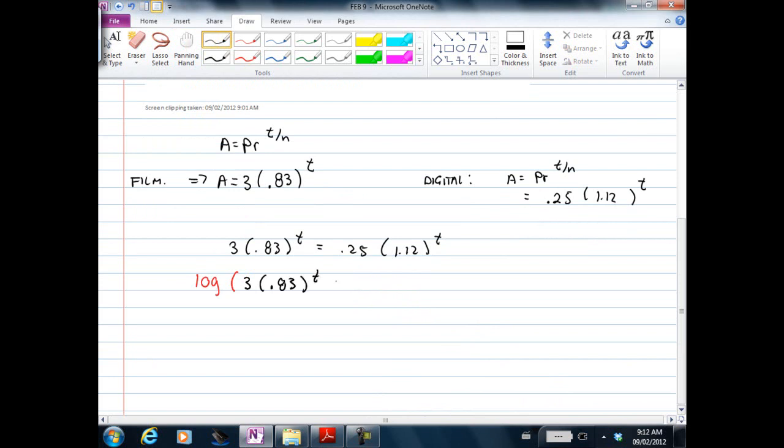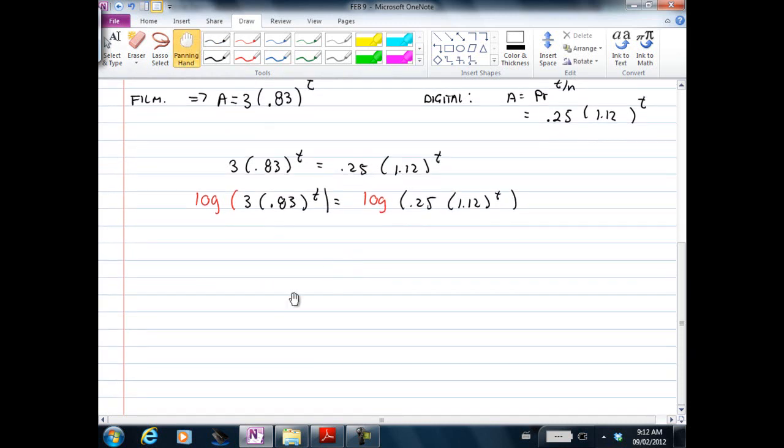Log of 3.83 to the power of t equals, make sure I bracket here, log of 0.25 times 1.12 to the power of t. Okay, look what I just did. I didn't do anything tricky. I logged both sides. Now, I'm going to show you what a lot of people are going to do wrong. They're going to bring t all the way to the front. You can't do that. The reason why is this t is only associated with 0.83. So what can you do? Next step.